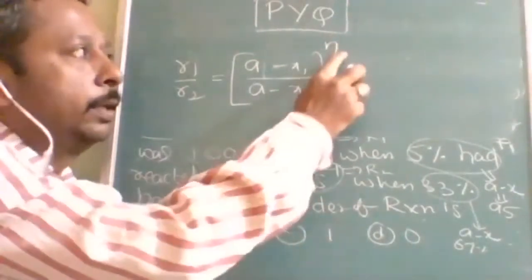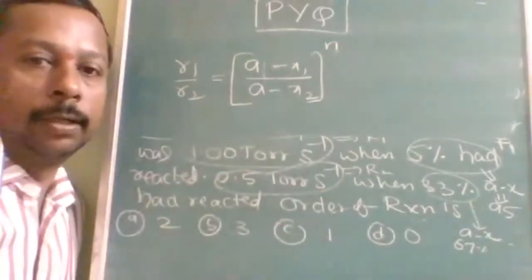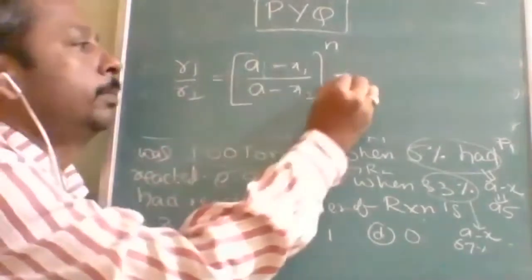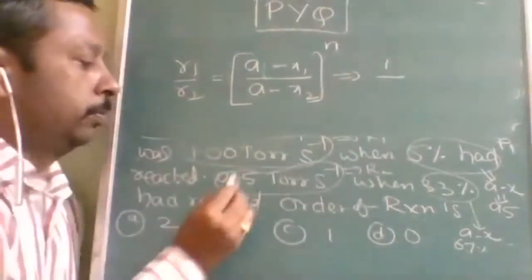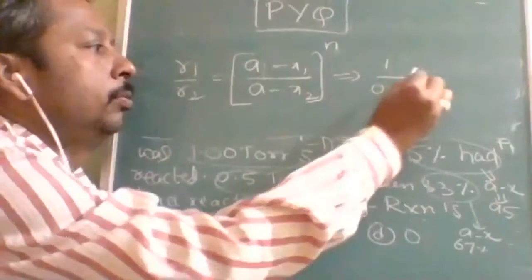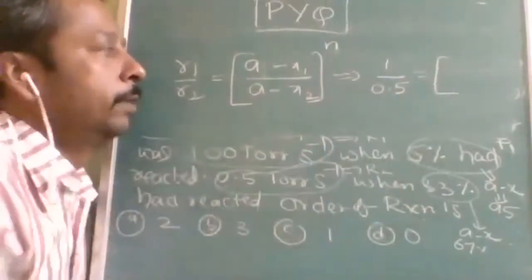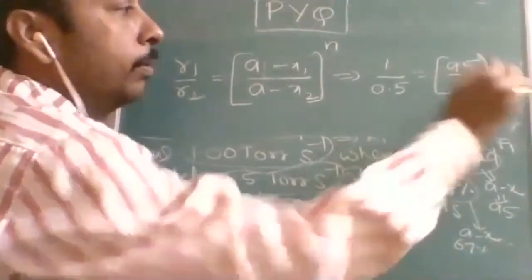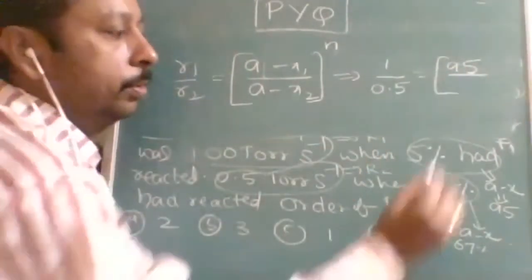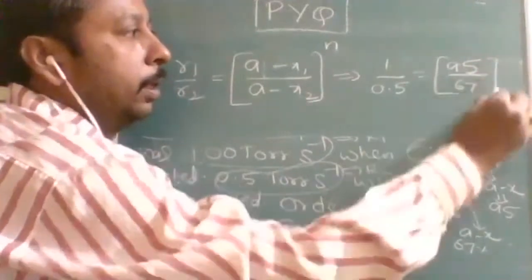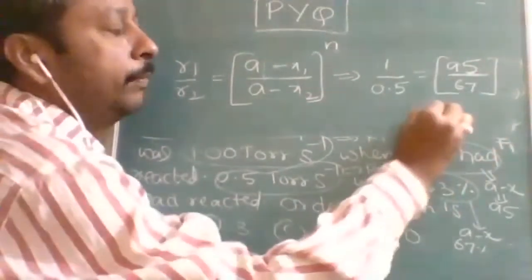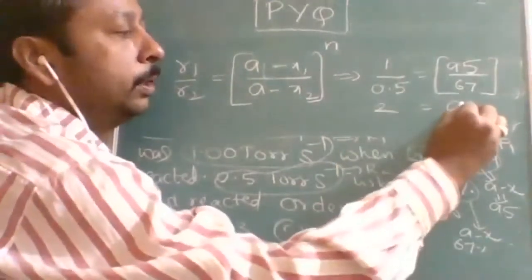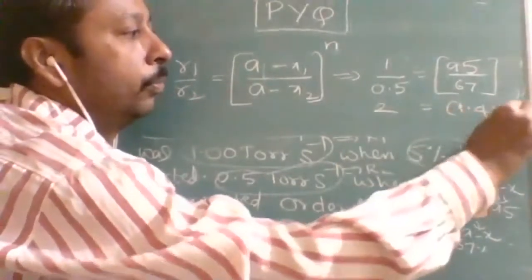Understood? What is n here? This is the order we have to find out. Now, what was R1? R1 is equal to 1, substituting this. R2 is equal to 2. In the first reaction it was 95, and in the second it is 67. Understood? So on simplifying, this is going to be 2, this is going to be 1.414.